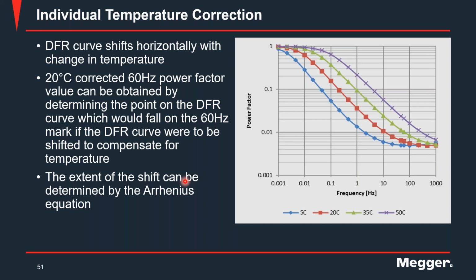So if I want to find out where the curve would be at 20 Celsius, I can do that by using the equation, and then I can determine what point on the DFR curve would correspond to 60 Hertz. So that's how I end up determining from a DFR measurement at 30 Celsius what the 60 Hertz power factor would be at 20 Celsius. And this method is pretty accurate. We can provide you with additional information, and it's a pretty valid method which you can use. At this point, there is no other method available for temperature correction of power factor.